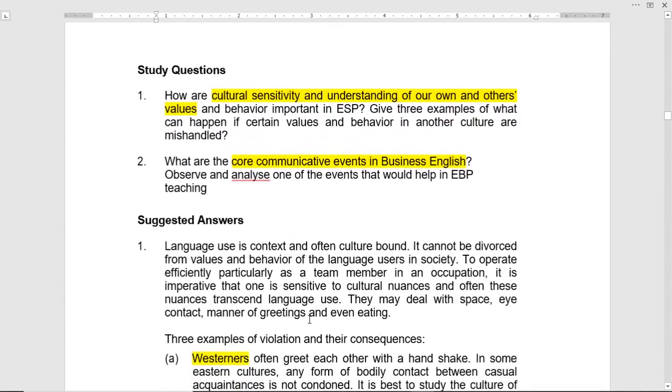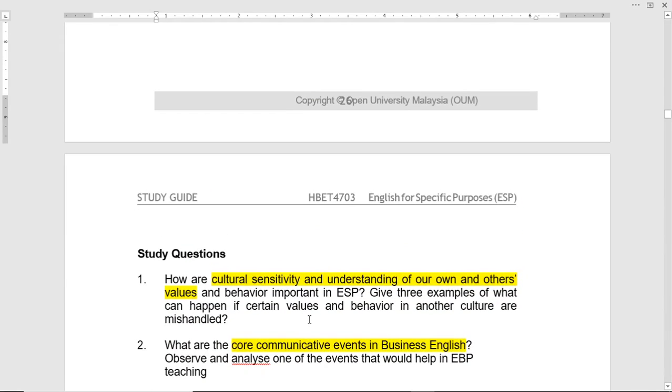So, these are some study questions for you. How are cultural sensitivity and understanding of our own and others' values and behavior important in English for specific purposes, especially English for business purposes? Give 3 examples of what can happen if certain values and behavior in another culture are mishandled. Then what are the core communicative events in business English? Observe and analyze one of the events that would help in EBP teaching. For example, telephone conversation, conference, and so forth.